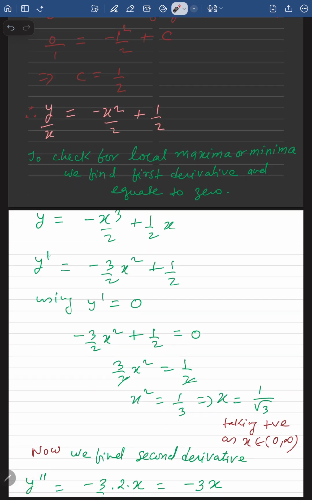Y equal to this, so y dash, the first derivative, is minus 3 upon 2 x square plus half. Now we use y dash equal to 0. So 3 by 2 upon x square equal to 1 by 2, when it goes to the other side the negative becomes positive. So x square is 1 upon 3, and x is 1 upon root 3. Here I am taking only the positive value because x is lying in the given interval, so we just ignore the negative value. So our point is clear.